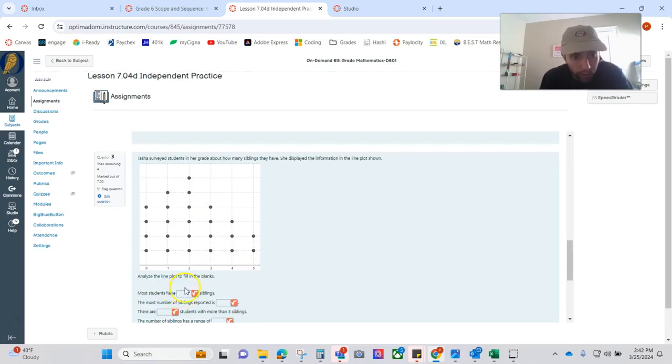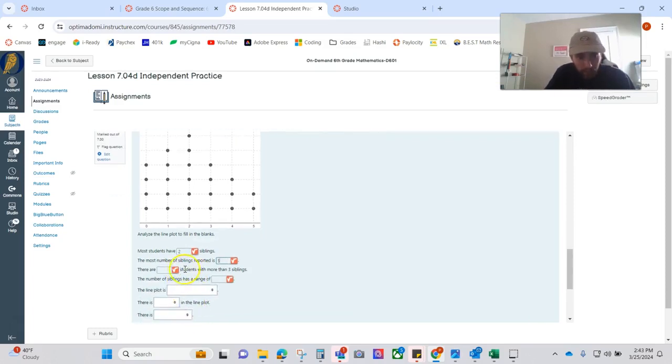Most students have, looks like this is the tallest tower, and it's for the 2 siblings category. Most students have 2 siblings. The most number of siblings reported is, did anyone have 10 siblings? No. Did anyone have 9? No. Oh, but some people had 5 siblings. So that is the largest family in this class, is someone with 5 siblings.